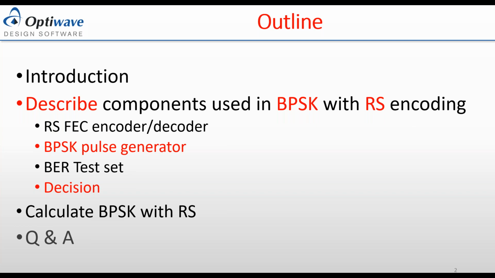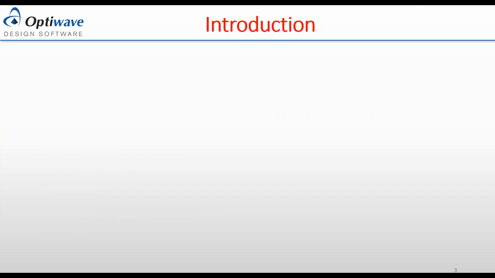Then during the presentation, we're going to describe the different components used in this project, which includes the forward error correction encoder and decoder, the pulse generator for the binary BPSK generator, and then the bit error rate tester used in the project, and then the decision component, and then run the project and do some component description. And finally, we will calculate the project and show you how the results are stored in an Excel spreadsheet as it's calculated. Then finally, we end up with a few questions and answers.